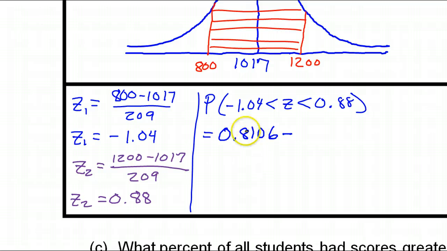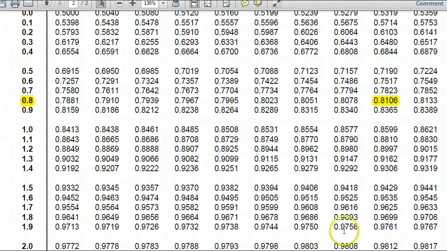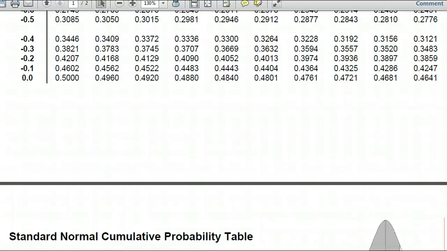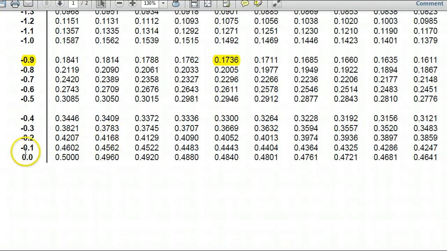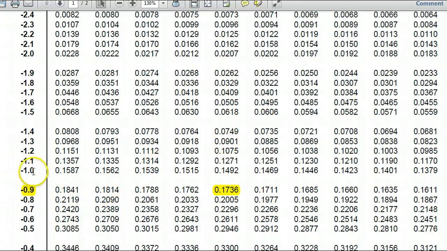Now, this is going to be minus the proportion I get from the lesser z-score, negative 1.04. So I need to get over to negative 1. So here's negative 1. Whoops, no, that's not negative 1. Here's negative 1.0. Okay, so this is where I should be starting off. Negative 1.04. So this is negative 1.00. 1, 2, 3, 4. So this is the number we want. 0.1492.